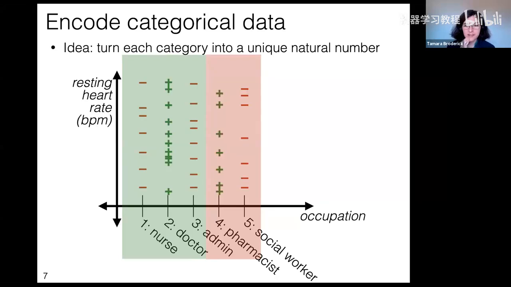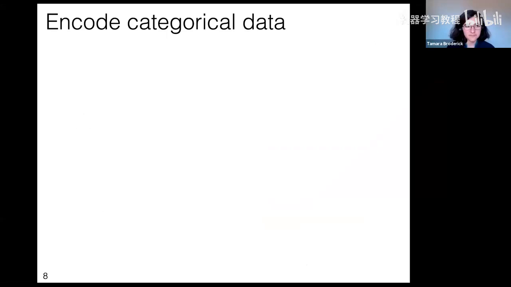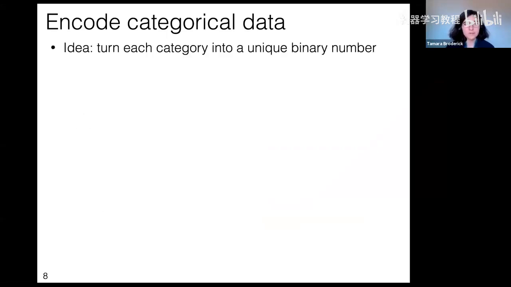Okay, cool. So at this point, we understand that we probably don't want to turn our categories into unique natural numbers. It seems like that's basically a bad idea when there's no ordering because we're implicitly assuming that this order matters. So let's think about what other things we could do in this case. Why don't we turn each category into a binary number? Again, let's just throw out some ideas.